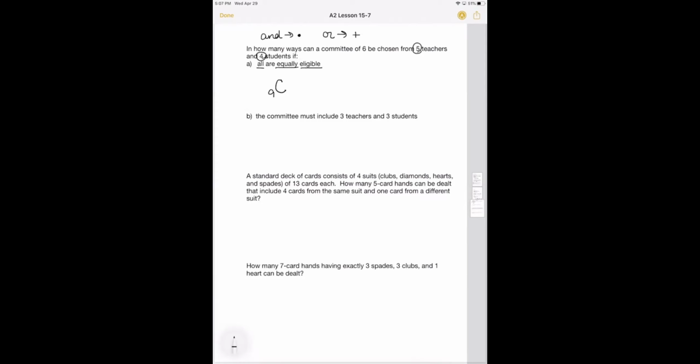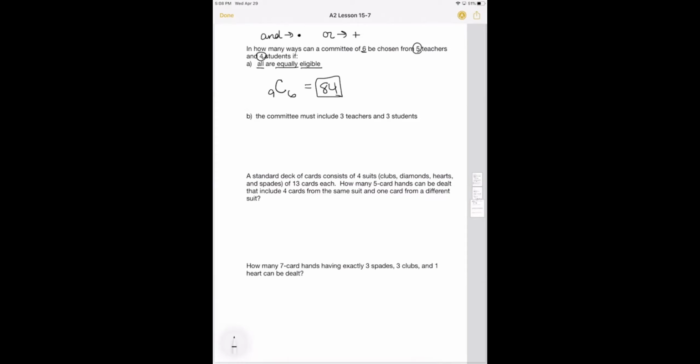I'm so sorry, 9 total to choose from, and we're going to take 6. So out of 9 people total, doesn't matter what their role is, teachers or students, we're going to choose 6. Now I'm going to use my calculator here. You can probably hear me hitting my little buttons. I'm going to do 9C3, and I'm going to get 84. There are 84 possible committees of 6 people formed.